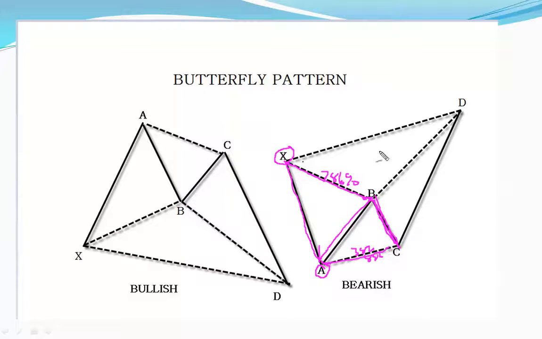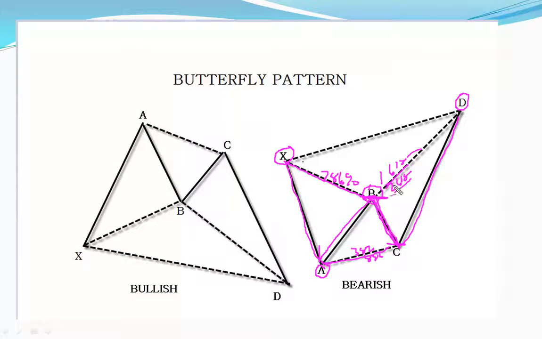Now, the main thing with this butterfly is this next swing up. All right, so you got your B to C. Now this is a 1618 to a 2618 extension. So from B to C up to D, this is your criteria. So the criteria is you're taking B to C and you're multiplying it by 1618 to 2618.